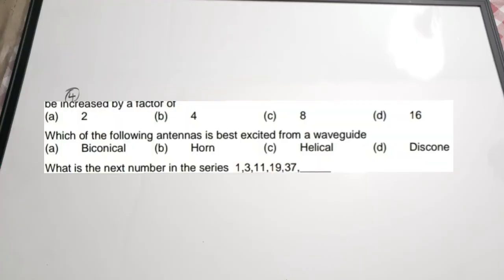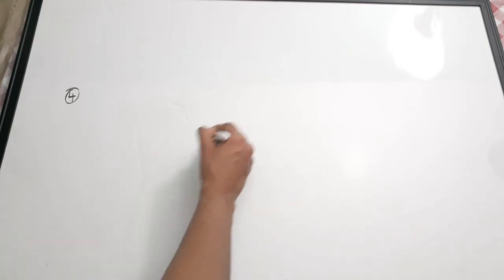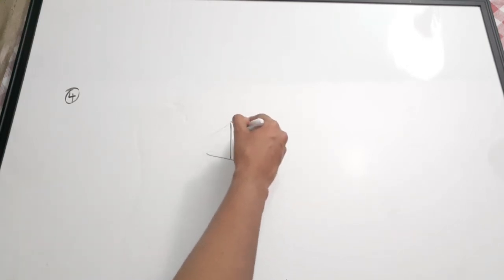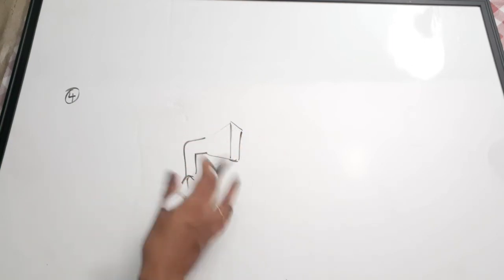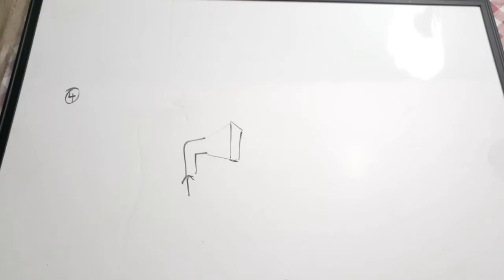Which of the following antennas is best excited from a waveguide? Okay, A biconical, B horn, C helical, and D disc horn. So if you have done your laboratories of microwave, you will be seeing this horn antenna. So generally the antennas which are best excited by the waveguides are horn antennas. Okay, so this will be roughly a structure of a horn antenna. So generally the horn antennas get best excited from the waveguides.